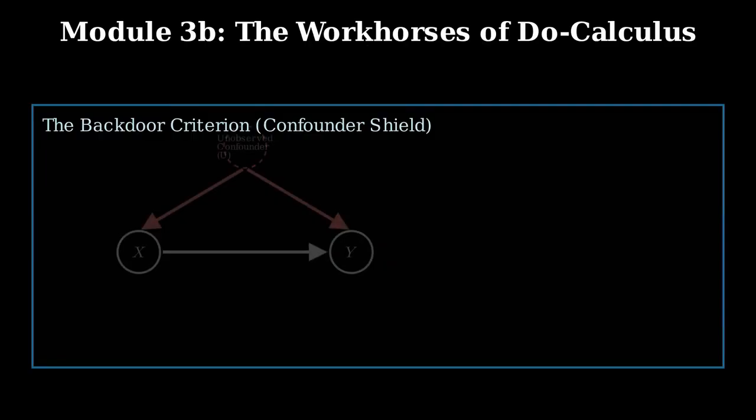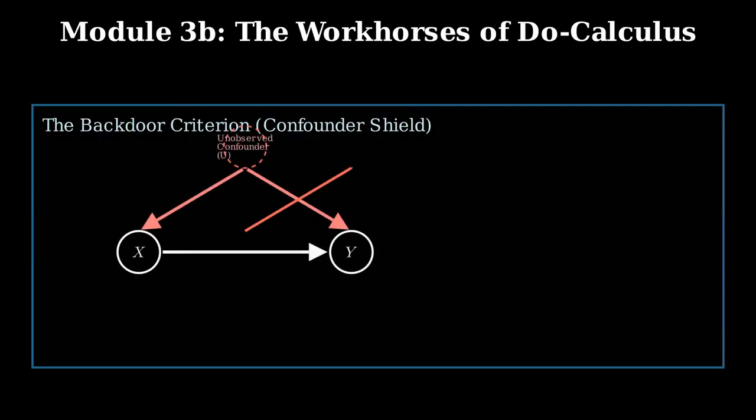The backdoor criterion is your primary shield against confounding. Imagine evaluating if a drug X cures a disease Y. If an unobserved variable U, like genetic predisposition or socioeconomic wealth, influences both choice of treatment and the outcome, information leaks backward through a backdoor path, distorting our data.